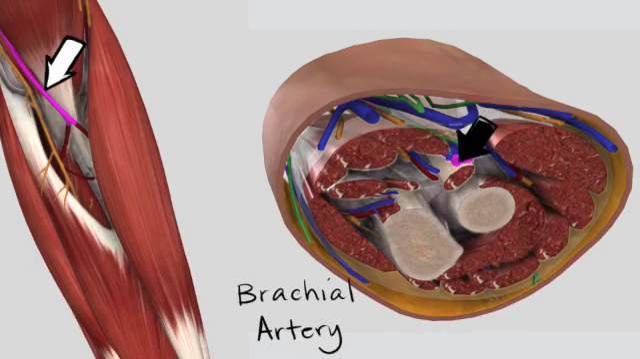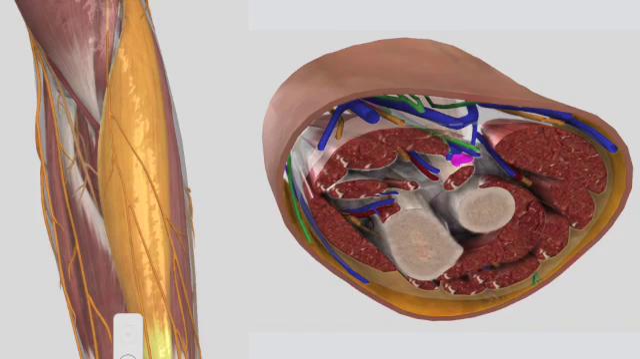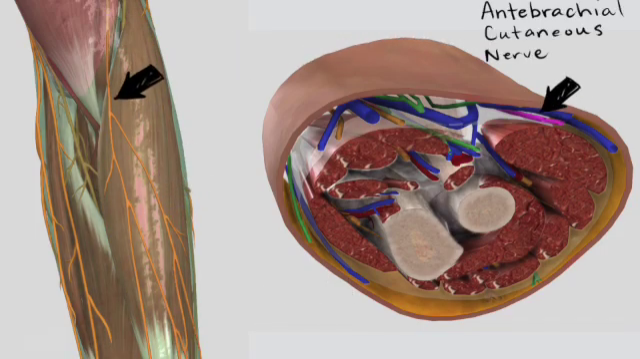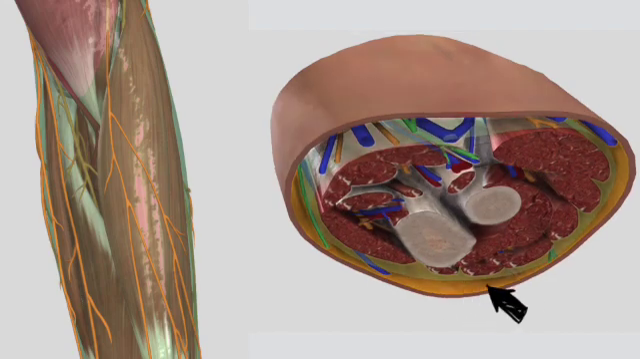The brachioradialis is lateral to the brachial artery and deep to the antebrachiocutaneous nerve. The two are separated by the antebrachial fascia, which is indicated by the faint green color.